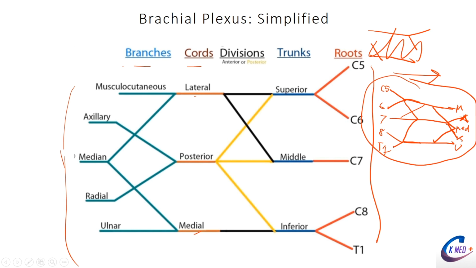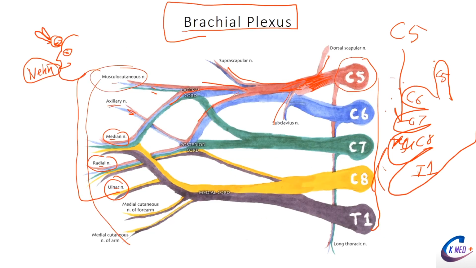But just make sure you get your main roots, trunks, divisions, cords and branches, and kind of know where they're going and what their function is. There are a few other small nerves that kind of come with this. I'm going to come back to this picture actually here.